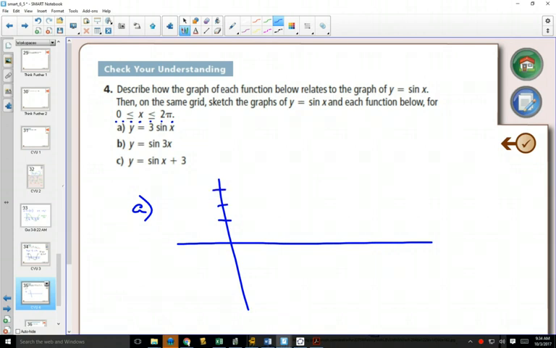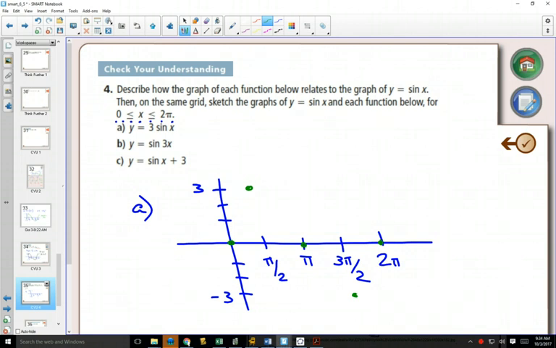So instead of going up only to 1 and -1, it now goes up to 3 and -3. The period of this graph is still going to be 2 pi, so you can mark 2 pi, divide it into 4 equal sections. And where does the sine graph start? In the middle going up, so middle to max to middle to min to middle.